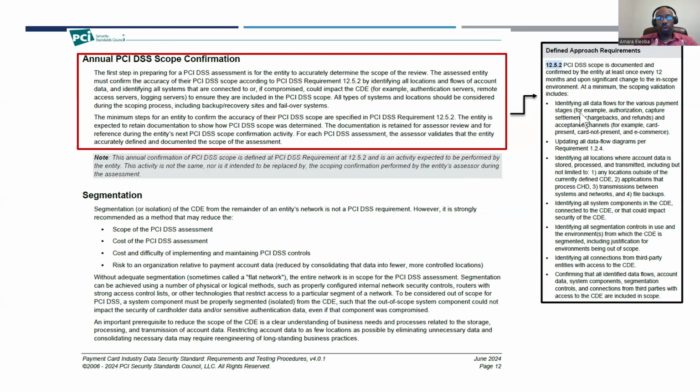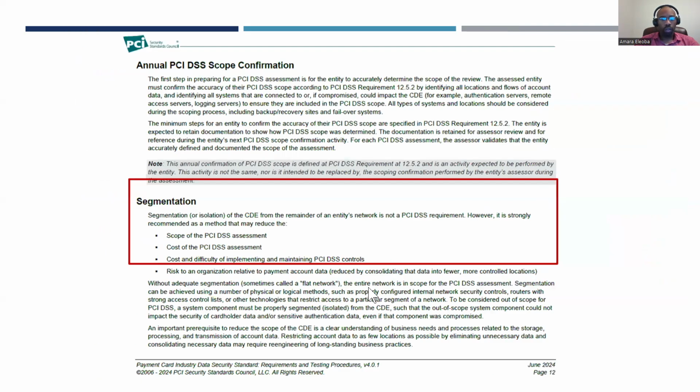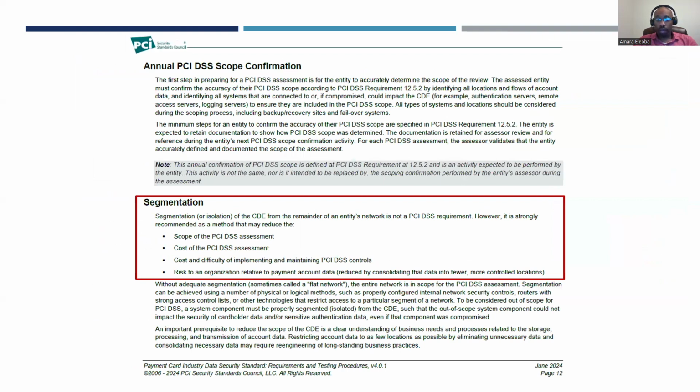Now, the minimum step here is to confirm the accuracy of your PCI DSS scope. You can see listed on the screen the things that you need to look into. You want to identify all the locations where account data is stored, processed, and transmitted. I don't want to go into this; just go and look into requirement 12.5.2. Now, this is very important information.